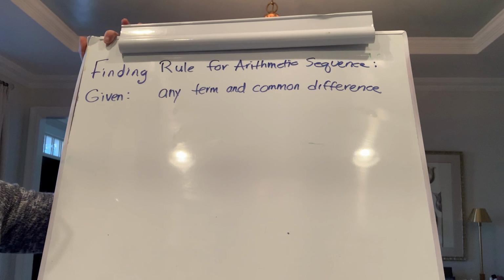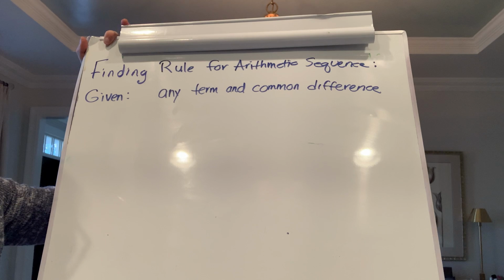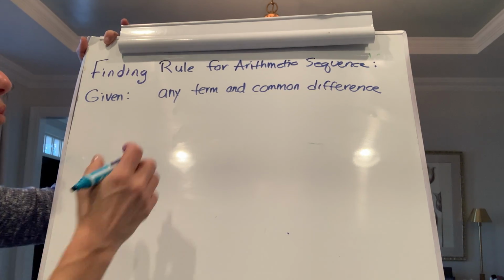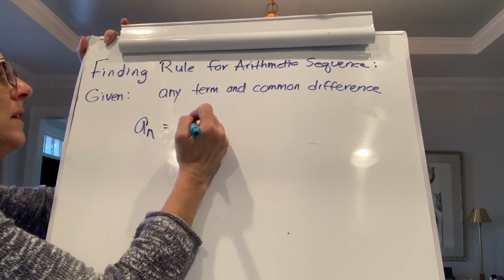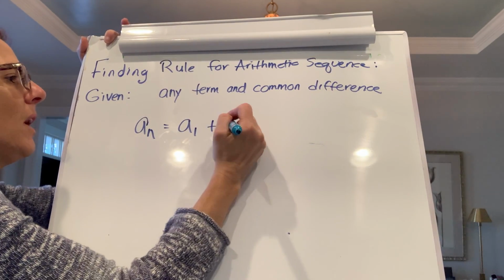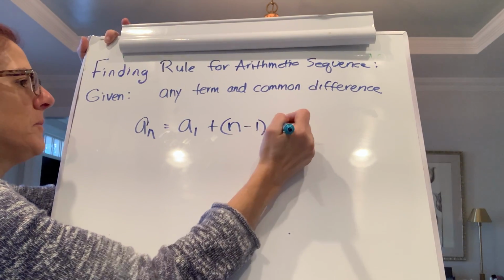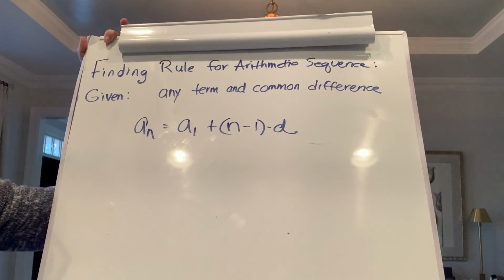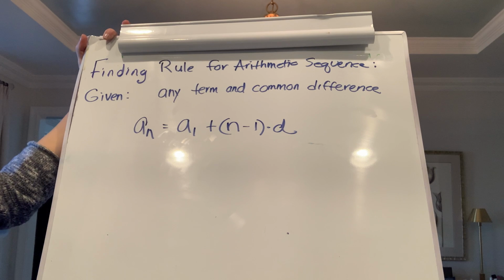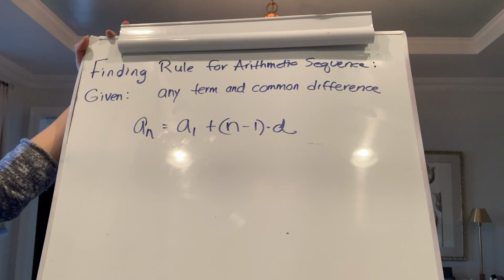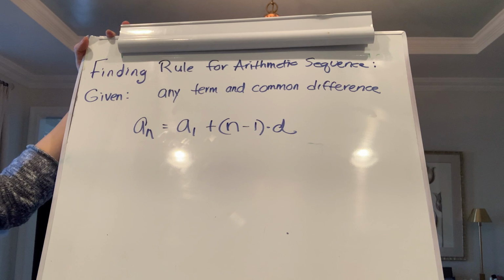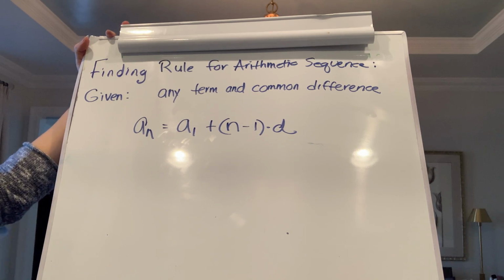All right, so in the last video, we learned the formula for finding an arithmetic sequence, how we find the rule. So the rule was an equals a1 plus n minus 1 times d, where a1 is standing for the first term and d is standing for the common difference. In the last video, I gave you a sequence and you wrote the rule. In this video, we're going to write the rule given other things.